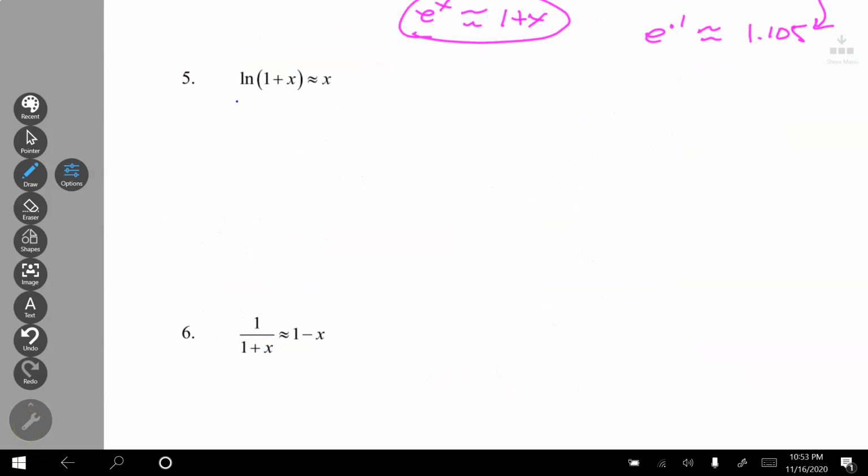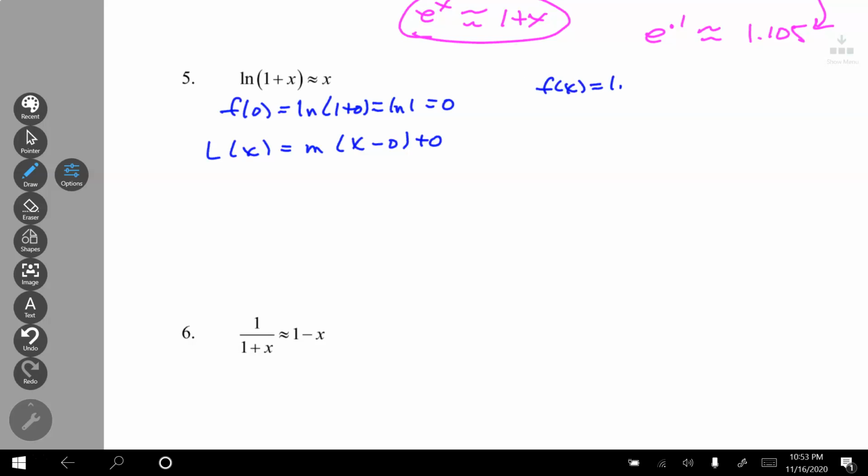So I'm going to plug in 0, so f of 0 is ln of 1 plus 0, which is ln of 1, which is equal to 0. So I have my linearization is m times (x minus 0) plus 0. And then I have to do my derivative. So if my function is ln of (1 plus x), its derivative is going to be 1 over (1 plus x). The derivative of x is just 1.